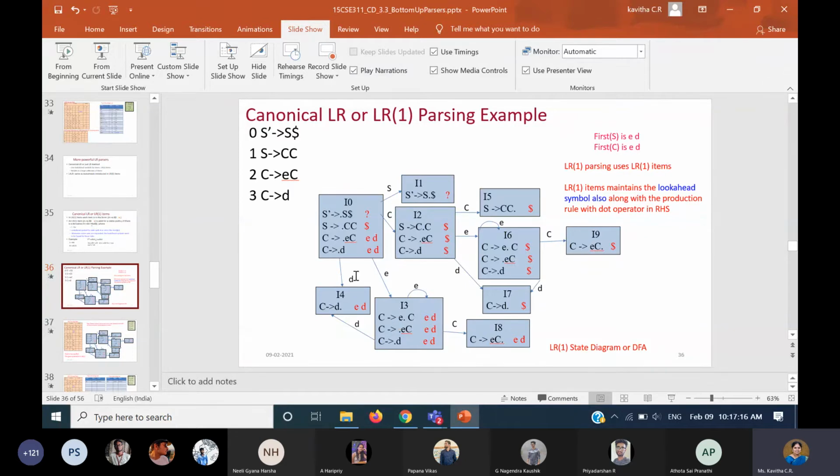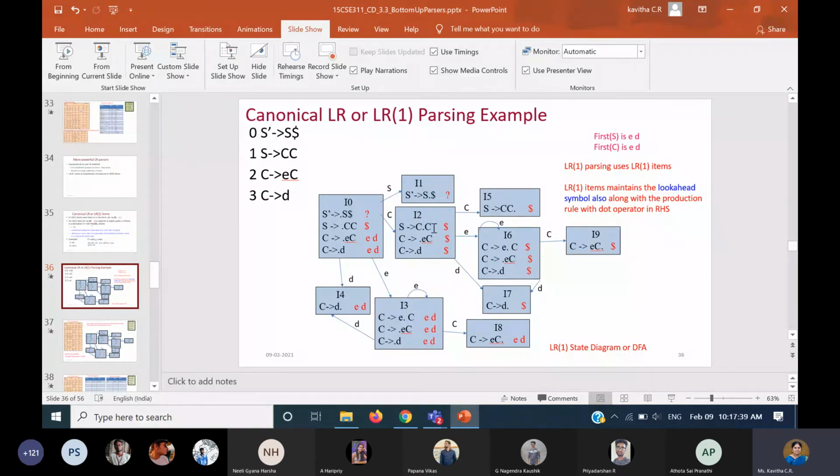In the first state also we have done it. In I2 also we have done it, I3 also, I6 also we have done the same procedure. If anybody else is having the same kind of doubt, let me know. This first of S is for the beginning only, I used it.